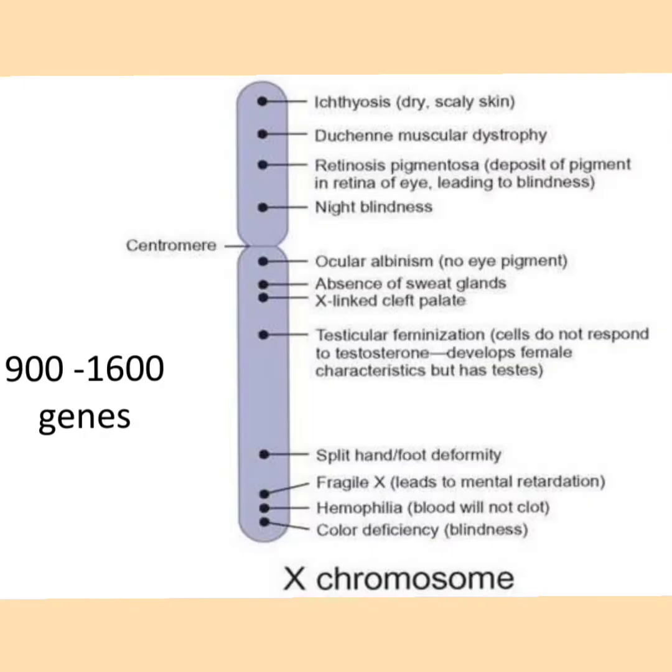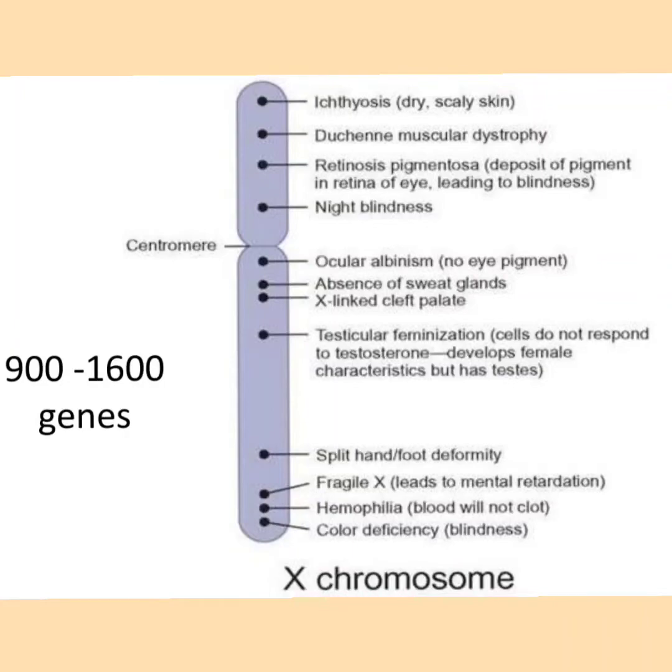There are 1600 genes on the X chromosome which determine certain characters like ichthyosis, Duchenne muscular dystrophy, retinitis pigmentosa, night blindness, ocular albinism, absence of sweat glands, X-linked cleft palate, testicular feminization, split hand or foot deformity, fragile X chromosome, hemophilia, color deficiency or colorblindness.